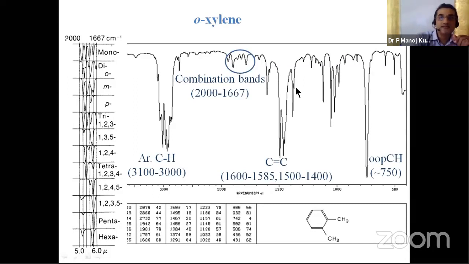Then what are the other things? Aromatic CH is giving above 3000. Can you see this portion of the spectra? See the pattern of the band that you are getting here. In case of ortho substituted, see the pattern 1667 to 2000. Same thing is getting repeated over here. C double bond C, in case it is aromatic, you will get two peaks, 1585 to 1600, 1400 to 1500. You are getting two peaks over here.